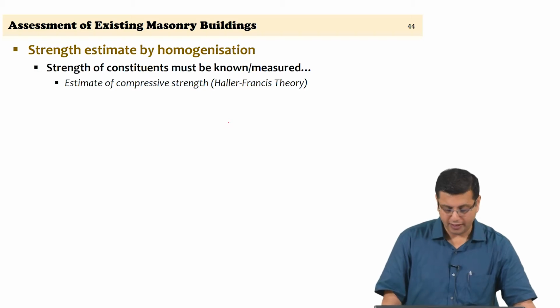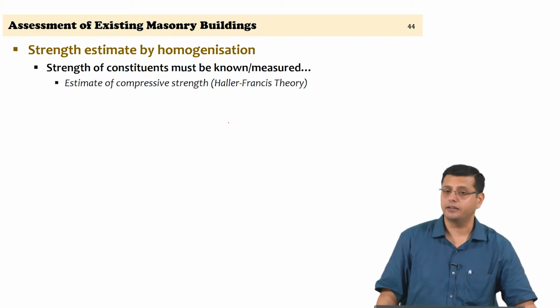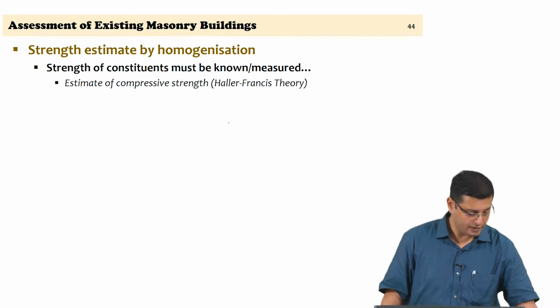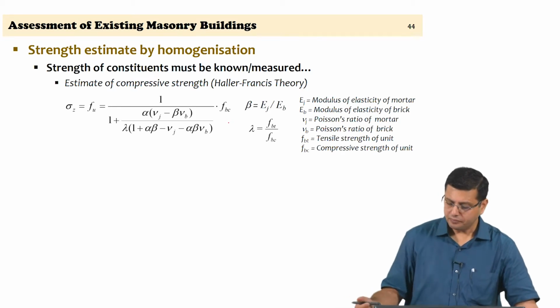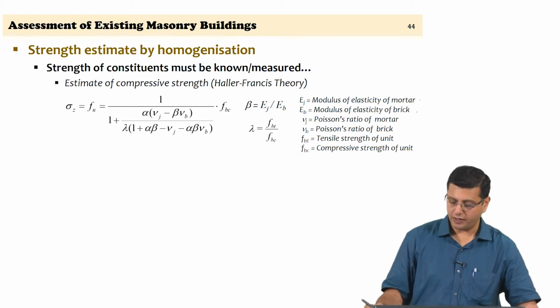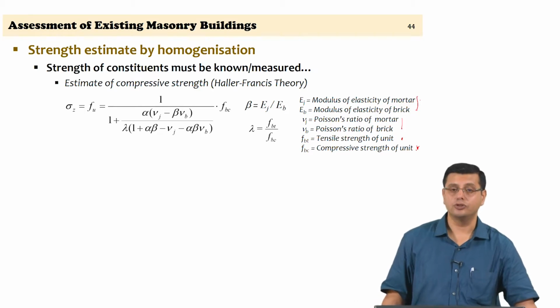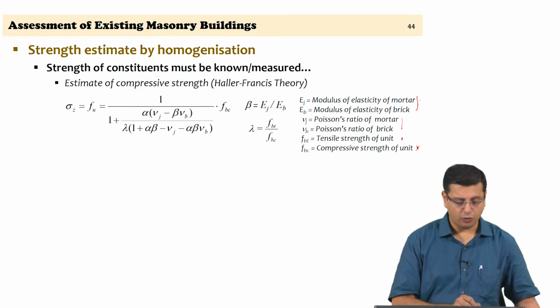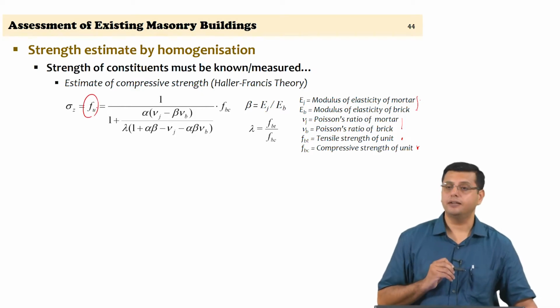The example that I can give you here is the Haller-Francis theory that we have seen earlier, the Hilsdorf theory that we have seen earlier, where the modulus of elasticity of the mortar, modulus of elasticity of the brick, Poisson's ratio of the constituents, and tensile strength of the unit and the compressive strength of the unit known, you will be able to establish what is the failure strength of the masonry in compression.